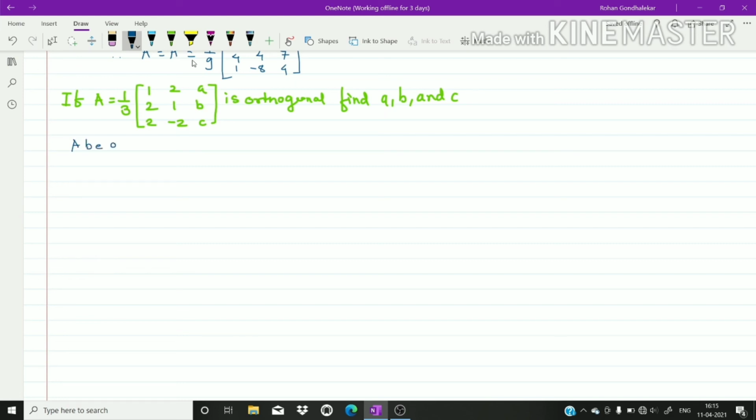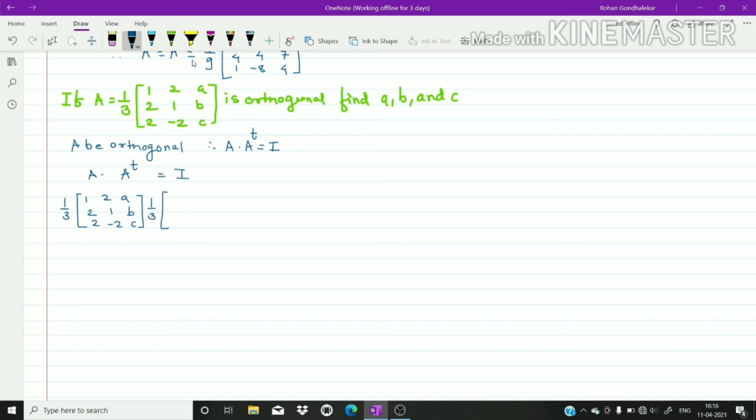A is an orthogonal matrix. Therefore, A into A transpose, this product should provide me the identity. So let's begin with A into A transpose is equal to identity. So what is A? A will be 1 by 3, rows (1, 2, a), (2, 1, b), (2, -2, c), into A transpose.